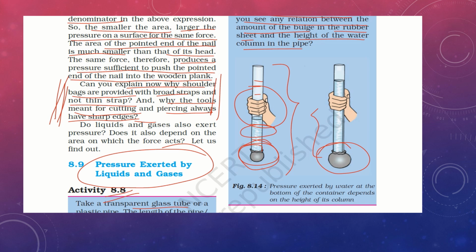So the pressure exerted by the water at the bottom of the container depends on the height of the column. The lesser the height, the lesser the force of water; the more the height, the more the bulging out. So more pressure is applied on the rubber balloon. It is clear that liquids are exerting pressure, so the rubber sheet swells up whenever you pour more and more water.